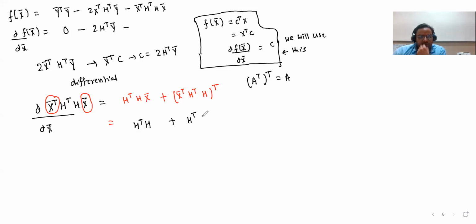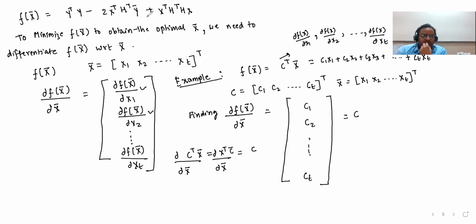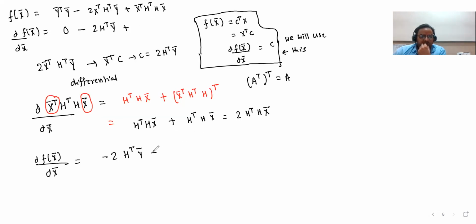This will be H transpose H X. Earlier it will be H transpose H X, so that will be obtained as 2 times H transpose H X. Okay, so coming back to our differential term here, the differential df x bar dx will be obtained as minus 2 H transpose y bar. Here it is plus. Just checking the expression before, we have this is plus. Here it is plus.